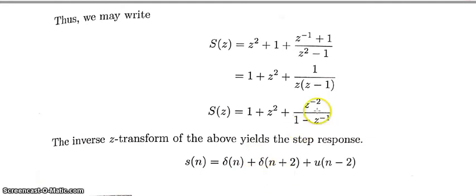When we consider the third term, Z raised to minus 2 is multiplied with 1 by 1 minus Z inverse, and we know 1 by 1 minus Z inverse is the transform of u of n. When it is multiplied with Z raised to minus 2, we know it is shifted by 2. Therefore the inverse of this third term is u of n minus 2.